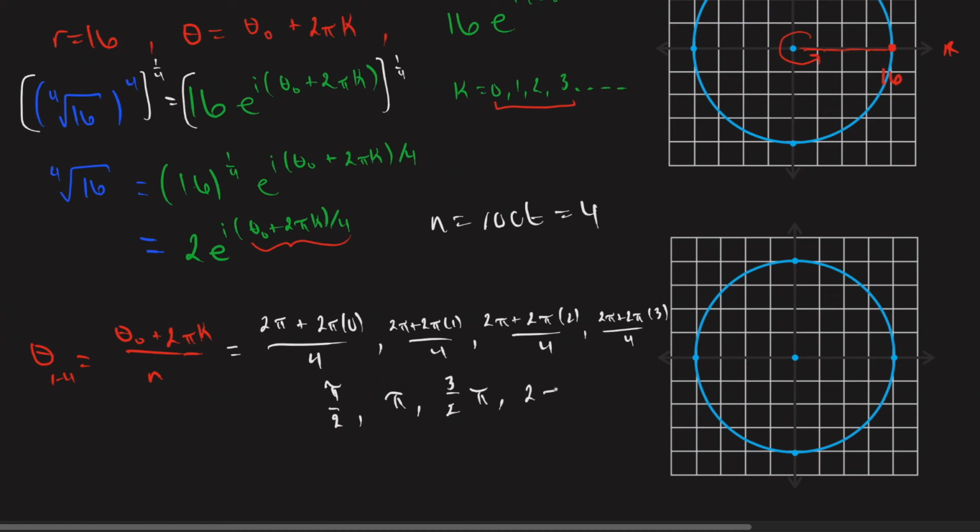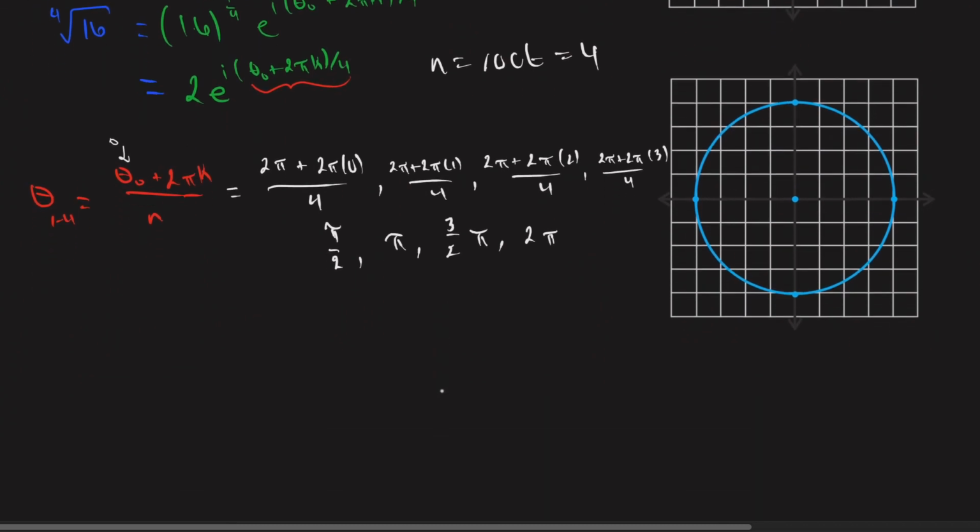Again, if you started at 0, what would happen? If we started at 0 for our theta naught instead of 2 pi, we get 0 divided by 4, which is 0, which means it's the same as 2 pi. So that's just something to realize. And so we found our thetas 1 through 4 are equal to this.